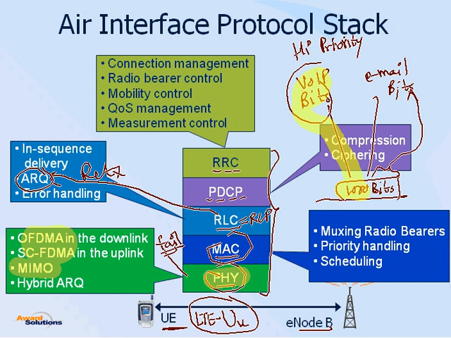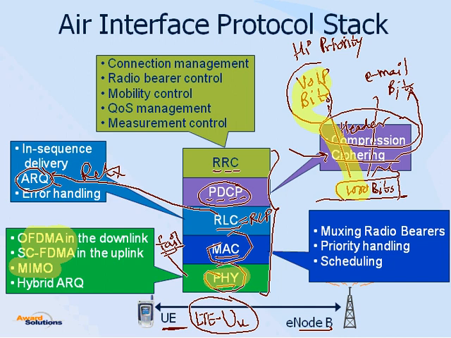PDCP, that is your header compression implementation. You can compress the IP headers. Ciphering, if you want to secure the air interface, you can encrypt information. You can do ciphering. That will also be the responsibility of the PDCP layer.